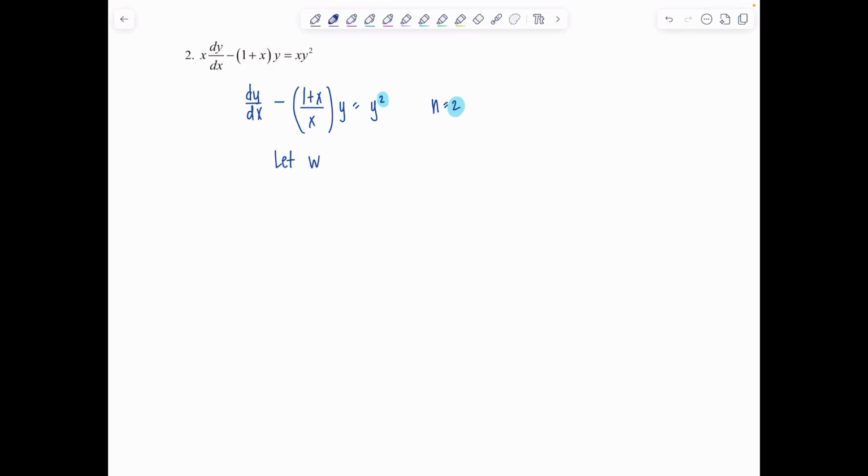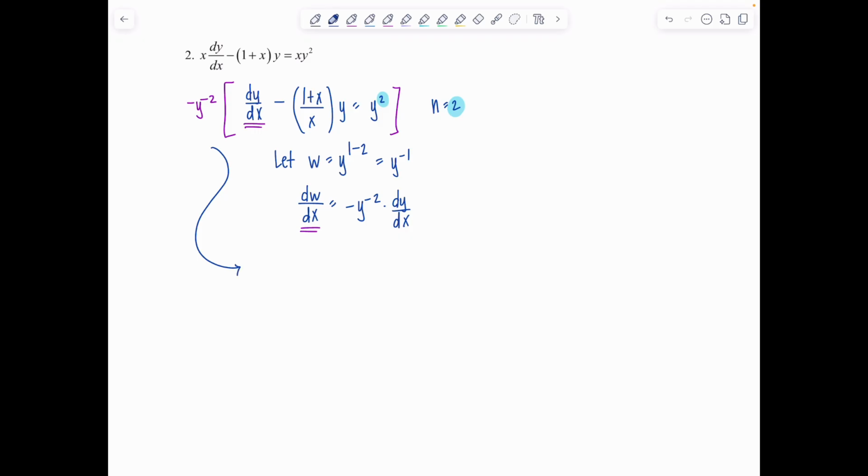We let w equal y to the 1 minus n, 1 minus 2, so y to the negative first. Then differentiate. So dw/dx is negative y to the negative second times dy/dx. And then you look up top and you go, okay, I want this to become dw/dx. So what's it missing? It's missing negative y to the negative second. So everybody gets multiplied through by that.